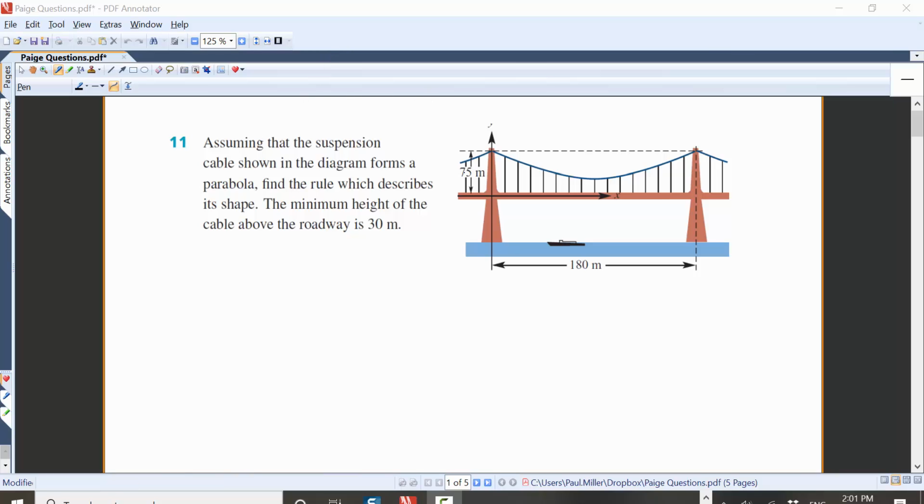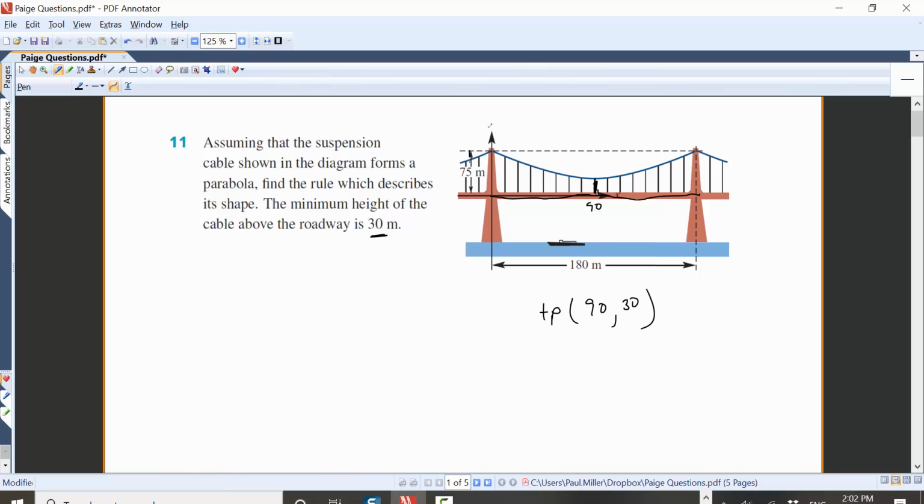All right, I think every year I teach this course, this question comes up by someone. So what we've got is a suspension cable over a bridge, okay? And the key information they give us about it is minimum height of the cable above the roadway is 30 meters. So this is the roadway along here, and the minimum height is this here, that's going to be 30. And I know that the distance of the cable is 180, so to the midpoint is going to be 90. So it's going to have a turning point of 90, and 30 up, so (90, 30).